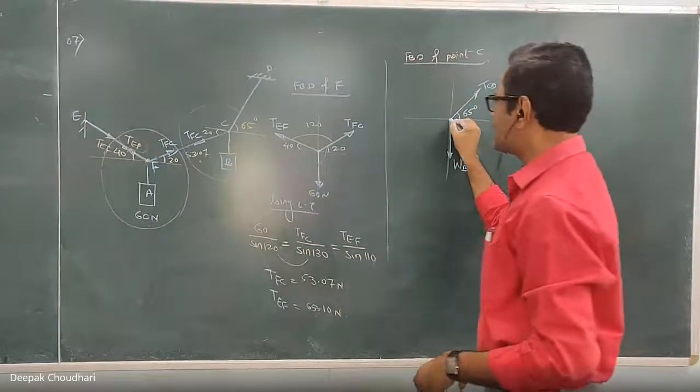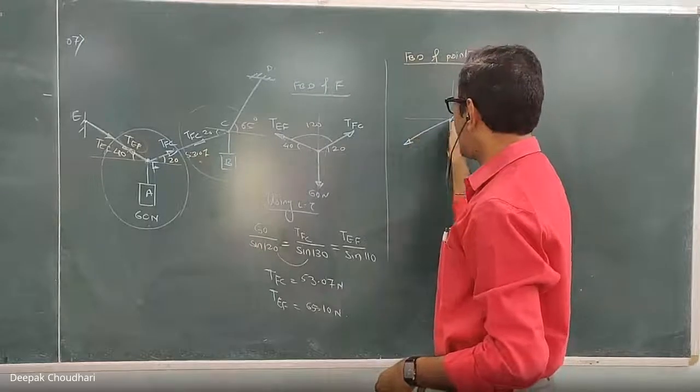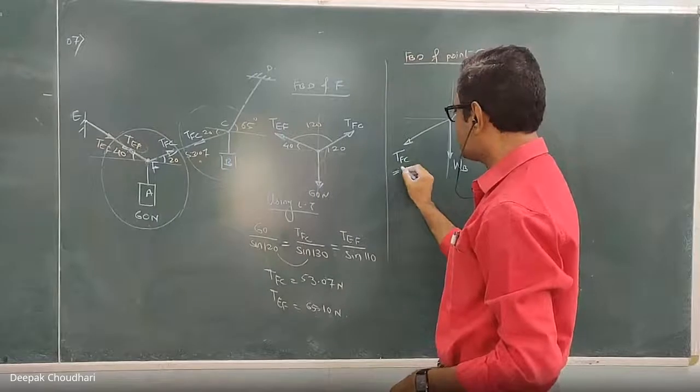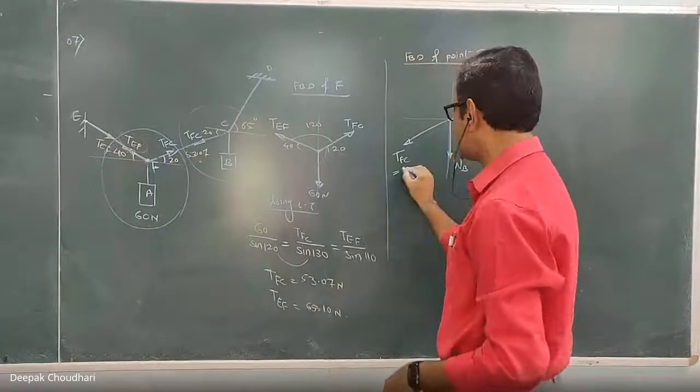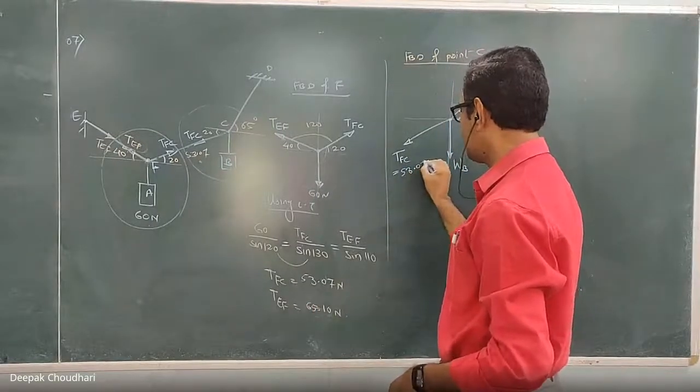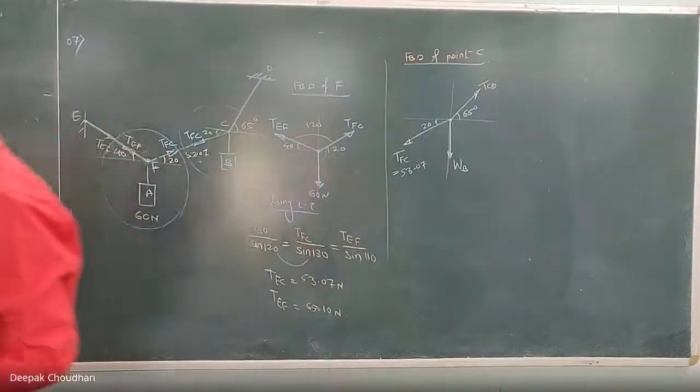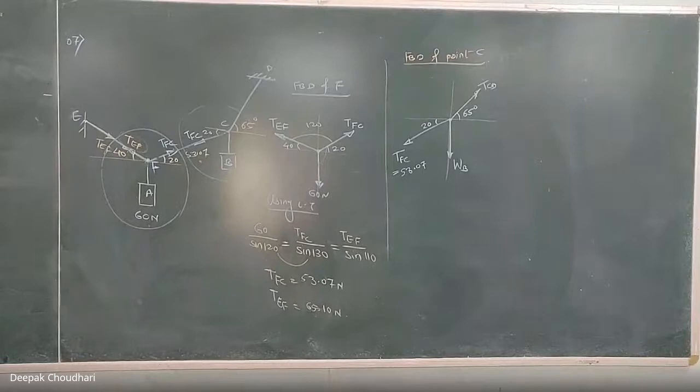Clear? And the third force is the tension in the string FC, acting along FC and away from the body under consideration. But its magnitude we now know. How much is that? 53.07, making an angle of 20 degree with horizontal. Here again use Lami's theorem and calculate the remaining two forces, T CD and WB.